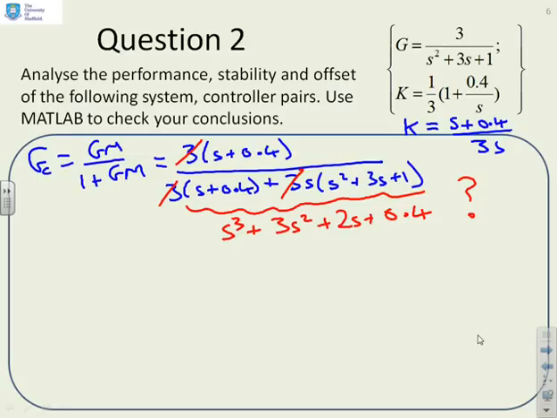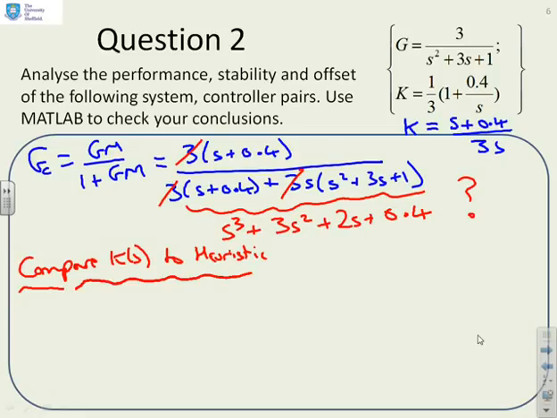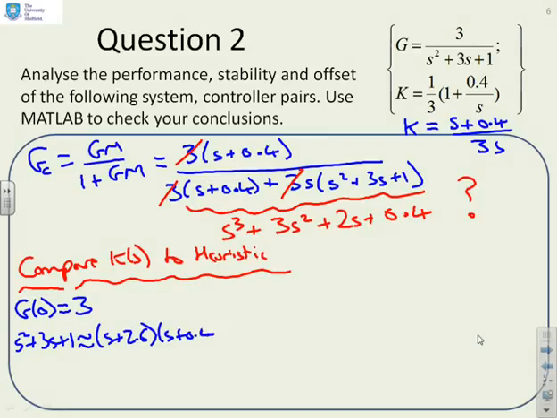But what I'm going to do next is I'm going to say, okay, let's compare k of s to the heuristic. So I can't analyze that polynomial without actually putting it in MATLAB and finding the roots exactly. But I can do some other things. So if I look at the heuristic, we had that g of 0 equals 3. And if we looked at the poles of g of 0, you'll see that s squared plus 3s plus 1 is approximately s plus 2.6, s plus 0.4, and you notice I'm emphasizing that's approximate because that's good enough.